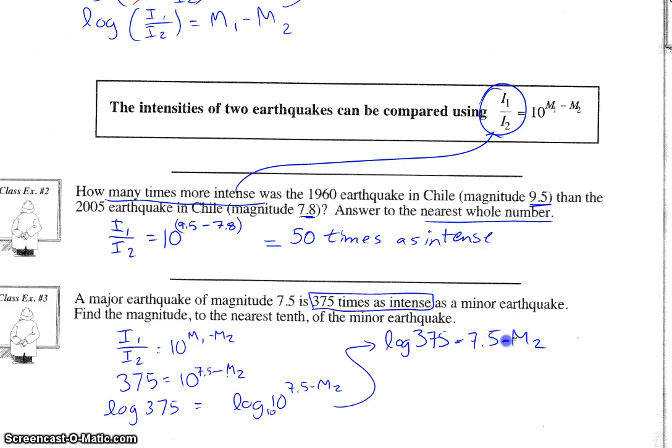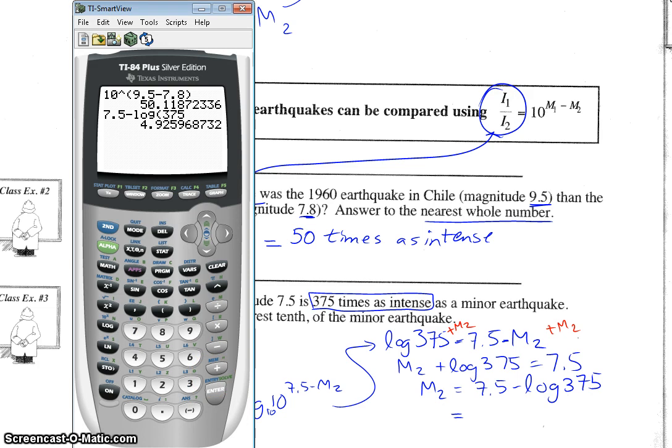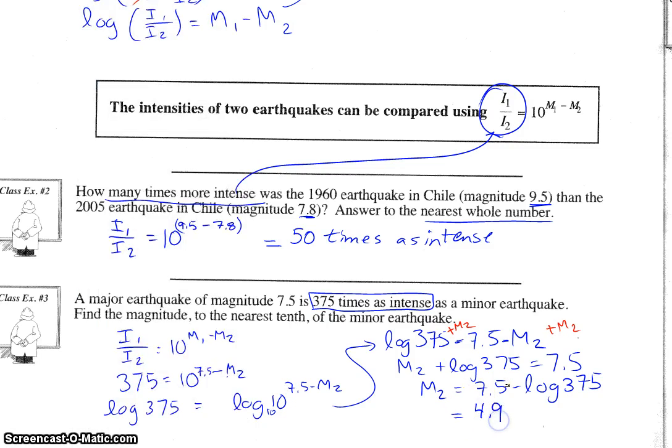And then because this m2 is negative, I would actually suggest that we add m2 to both sides, and that will eliminate us having negatives later on. So we would have m2 plus log 375 equals 7.5, and then subtract log 375. Okay, so 7.5 minus log 375. Okay, off to the calculator. Let's see what we get for that magnitude. Okay, so we should have gotten 4.92 yada yada, and they want to the nearest tenth, so that would be 4.9 magnitude.